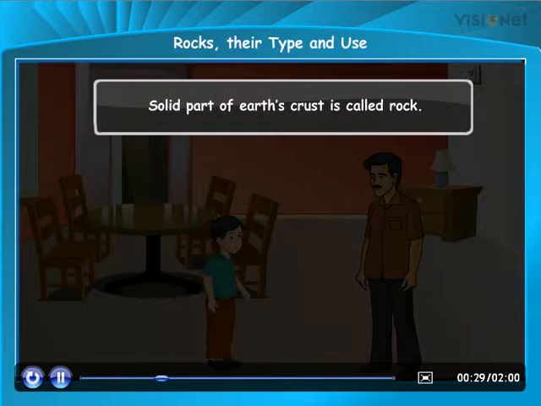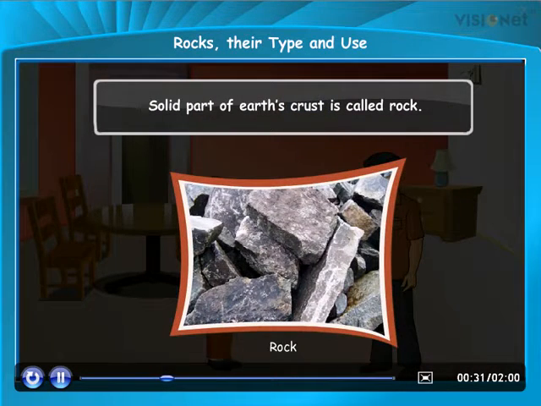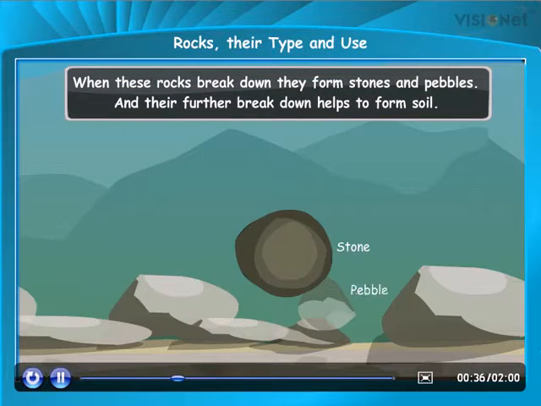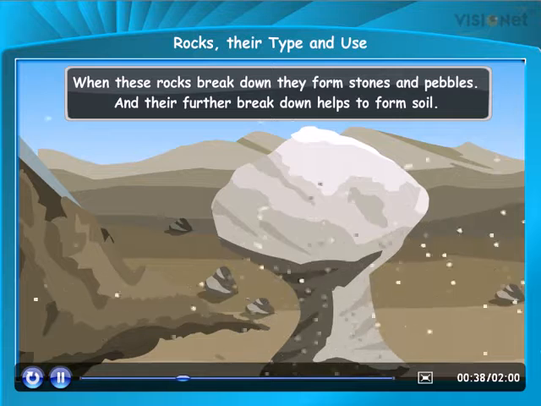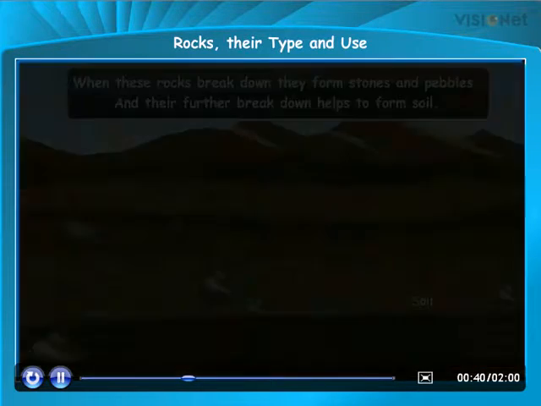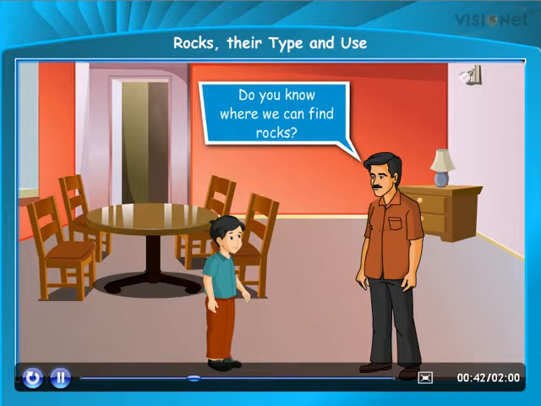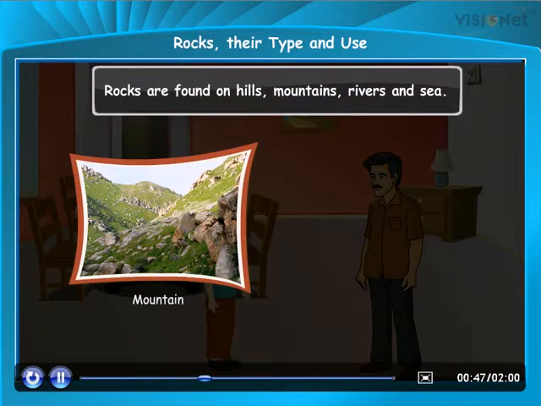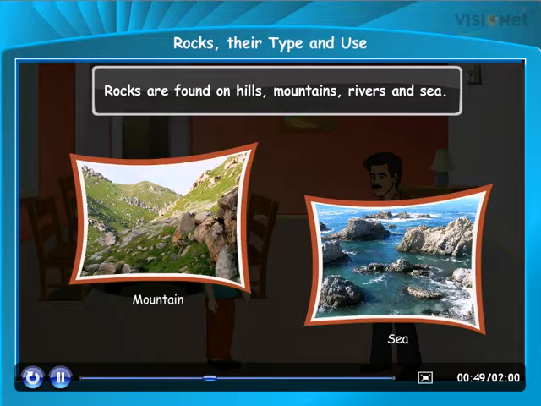The solid part of Earth's crust is called rock. When these rocks break down, they form stones and pebbles, and their further breakdown helps to form soil. Do you know where we can find rocks? Yes, Father, rocks are found on hills, mountains, rivers and sea.